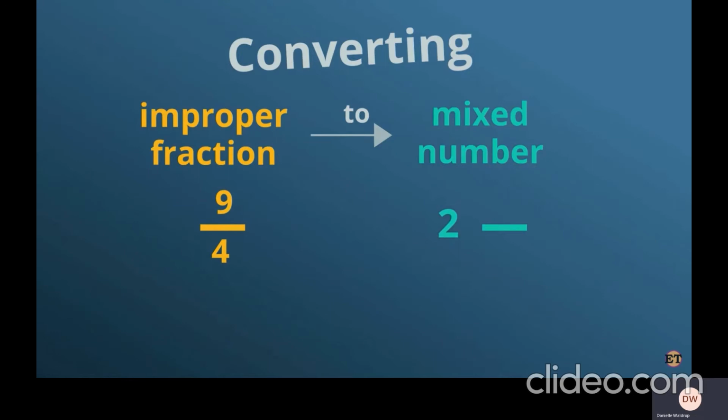Since the improper fraction is in quarters, our mixed number will also be in quarters. All that's left is working out the numerator of our mixed number. When we worked out how many 4s fit into 9, it didn't fit evenly. There was 1 left over. This 1 becomes our numerator. 9/4 as a mixed number is 2¼.